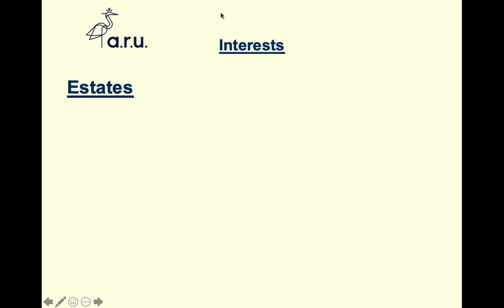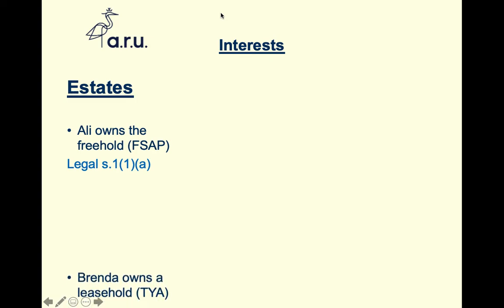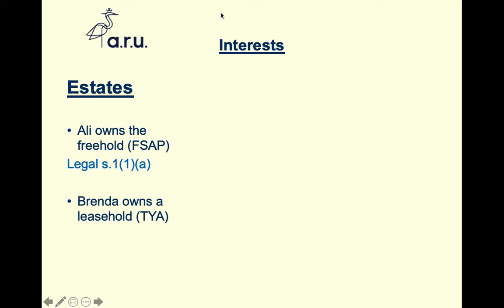Okay, so looking at where we were previously in terms of Ali's ownership of the freehold, the fee simple absolute in possession, we recognise this as being legal under section 1(1)(a) of the Law of Property Act 1925. We had Brenda with a leasehold, a term of years absolute, hopefully now recognising that that is also capable of being legal under section 1(1)(b) of the Law of Property Act 1925.